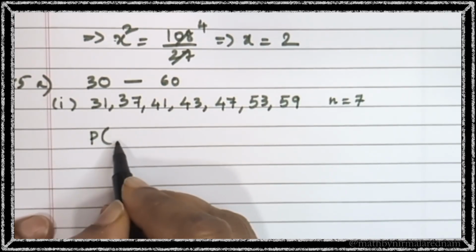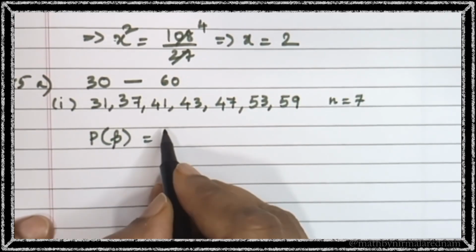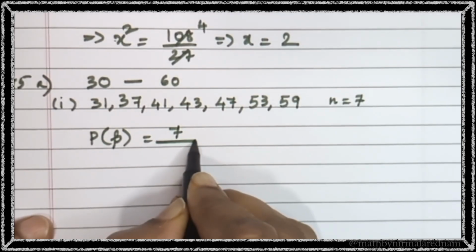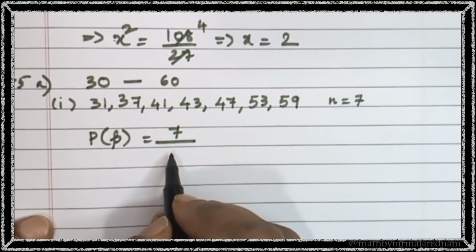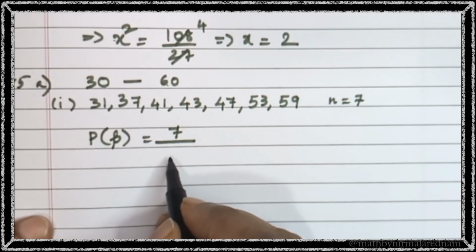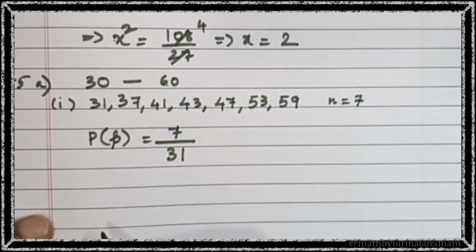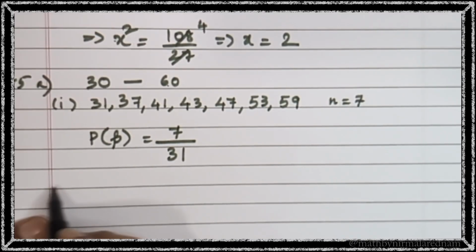So the probability that the given number is prime is 7, which is the favorable outcome by total. How many numbers do we have? 30 to 60? We have 31 numbers. So the answer is 7 by 31.